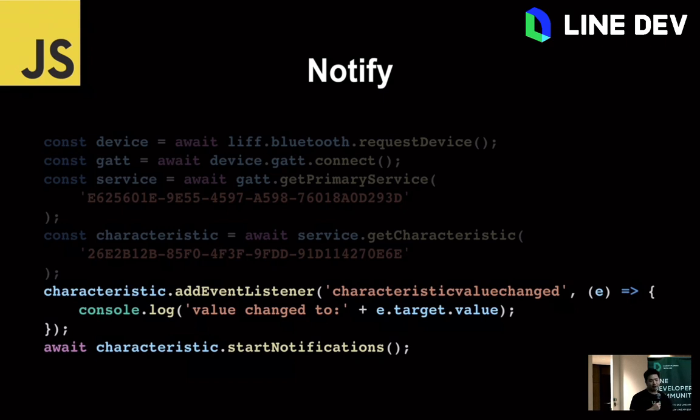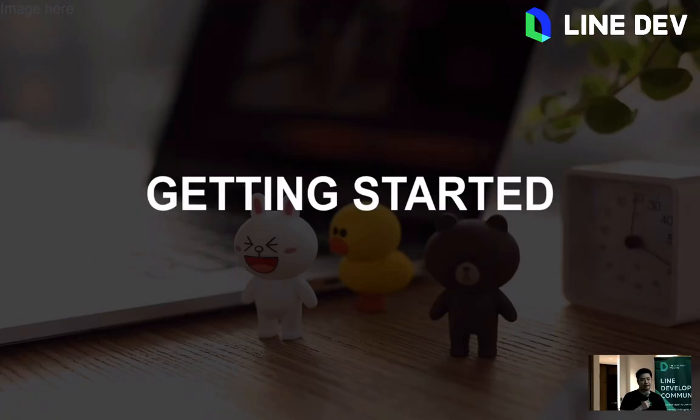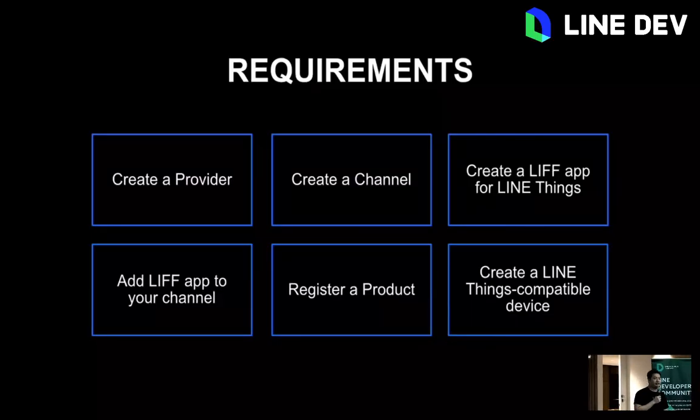Now, I'm sure all of you are eager to try out LINE Things. So let me give you a quick getting started guide. Here are the requirements you'll need to get started with LINE Things. First, you'll need a provider. Secondly, you'll need a channel to go with that provider. Next, you'll need to create a LIFF app, and then add that LIFF app to your channel. From there, you're able to register your product, and then you can create your BLE device.